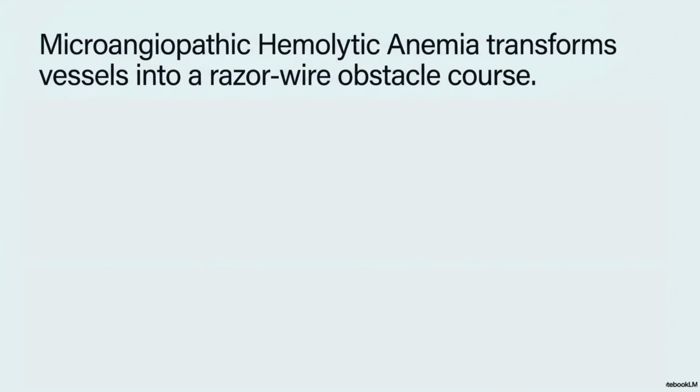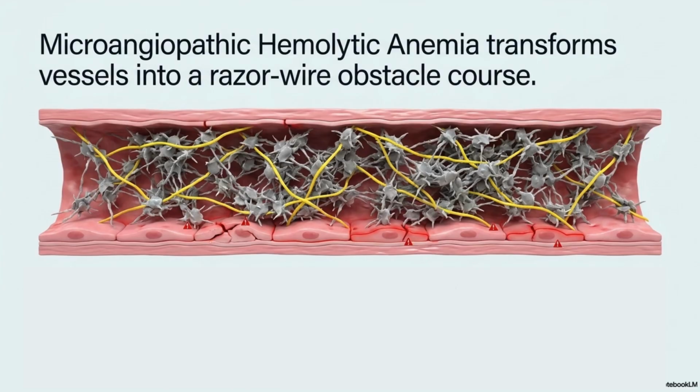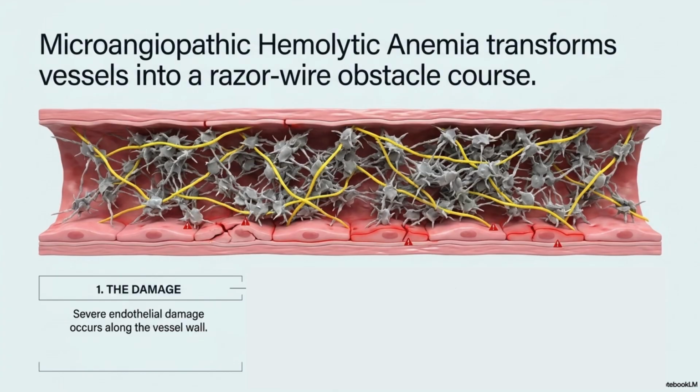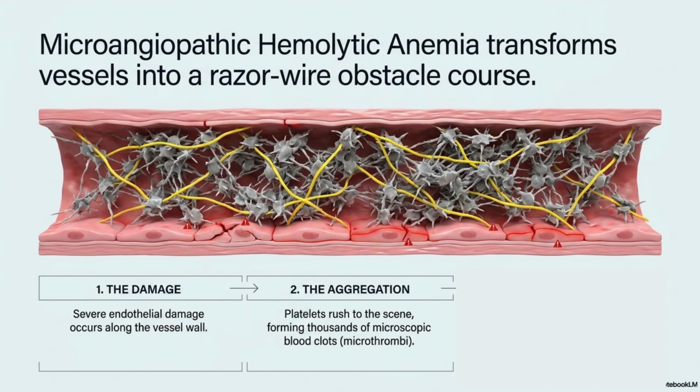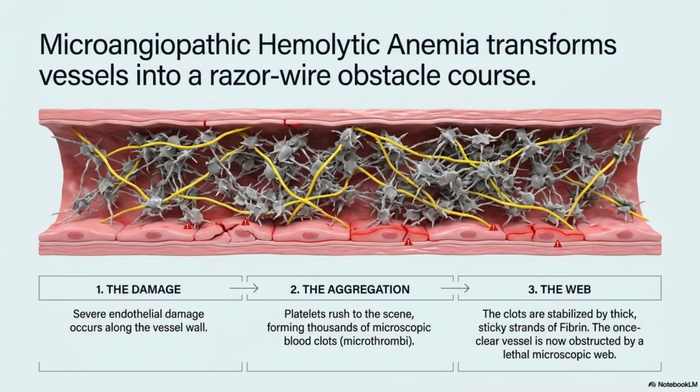Now let's switch gears to the villain, MAHA, which transforms our vessels into a razor wire obstacle course in 3 definitive steps. First, the damage. Severe endothelial damage occurs along the vessel wall. Second, the aggregation. Platelets violently rush to the scene, forming thousands of microscopic blood clots or microthrombi. And third, the web. These clots are then stabilized by thick, streaky strands of fibrin. What was once a perfectly clear vessel is now obstructed by a lethal microscopic web.